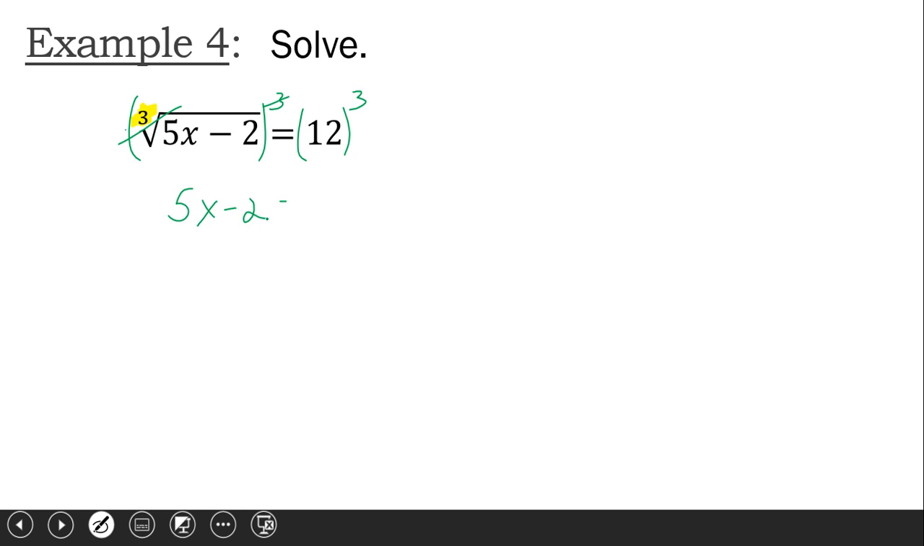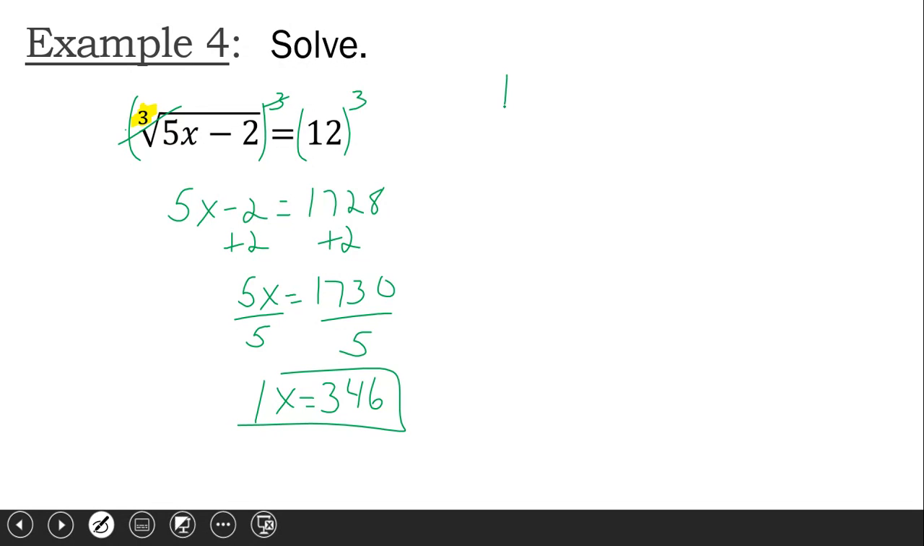5x minus 2 is equal to, get my calculator out, 12 to the third power, which is 1,728. Go ahead and solve this. Add 2 to both sides. 5x is equal to 1,730. Divide by 5, and x is equal to 346.